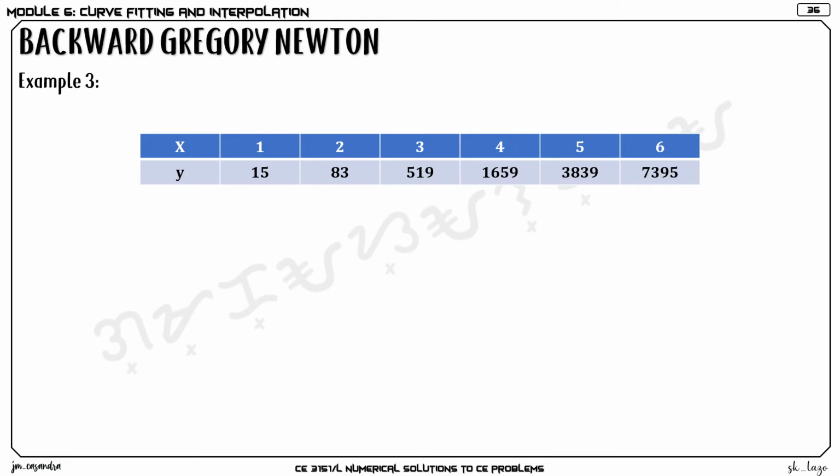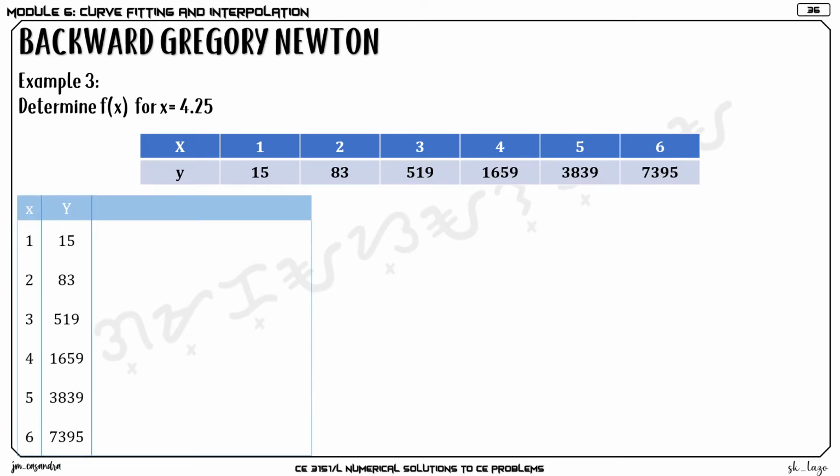Example number 3 for backward Gregory Newton. For the given data set, we solve the function of x for x equal to 4.25. So again, we have our finite difference table. So we solve first for nabla y sub n. So we have 83 minus 15, 68. 519 minus 83, we get 436.